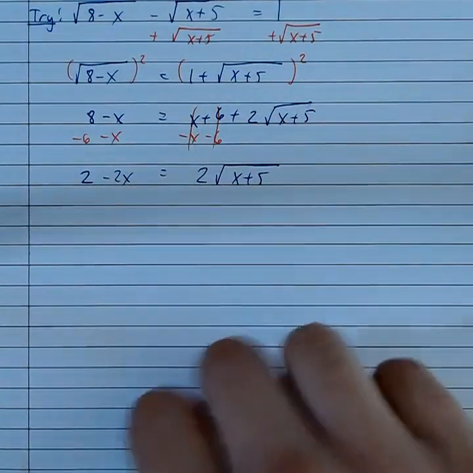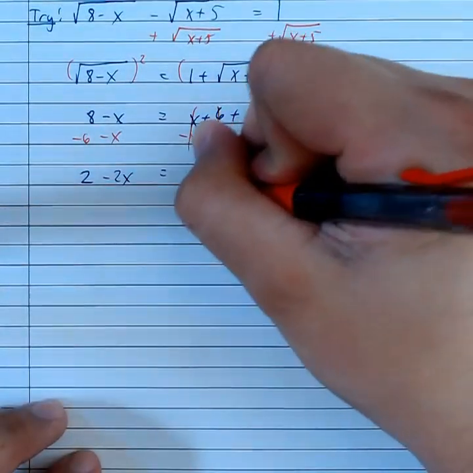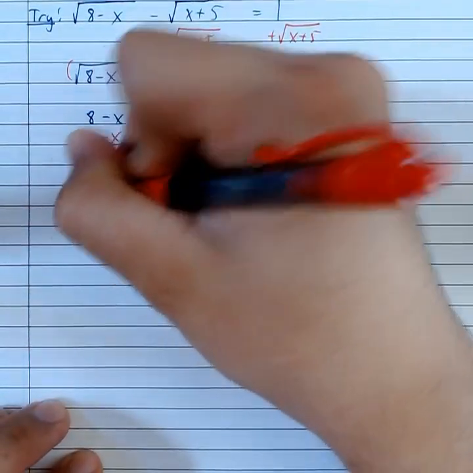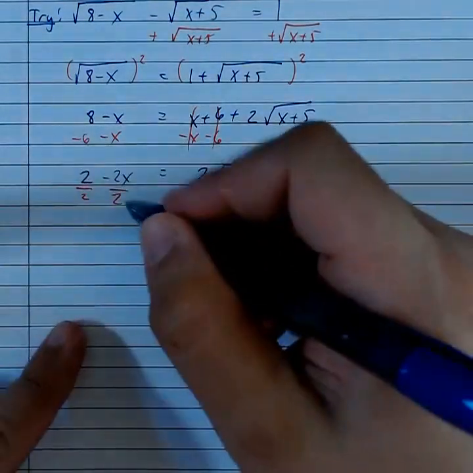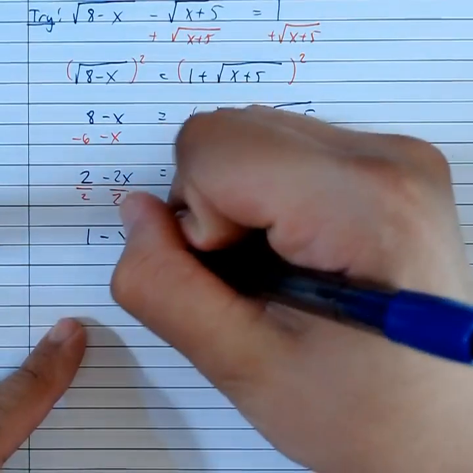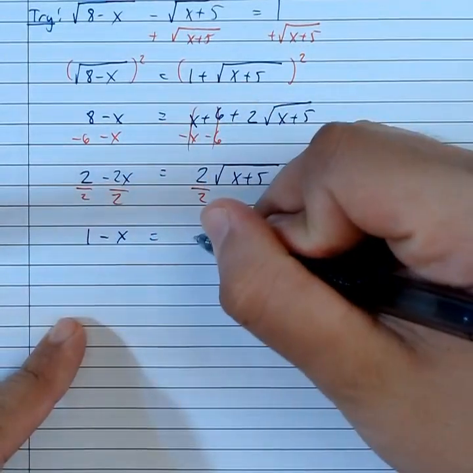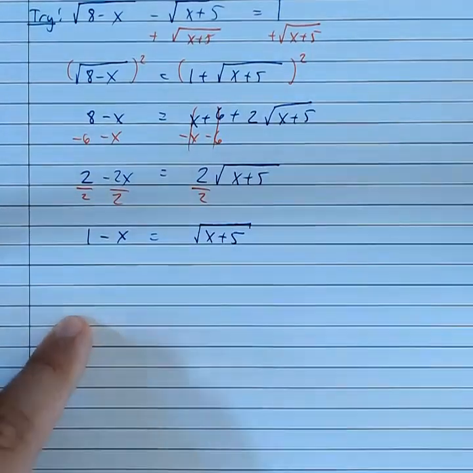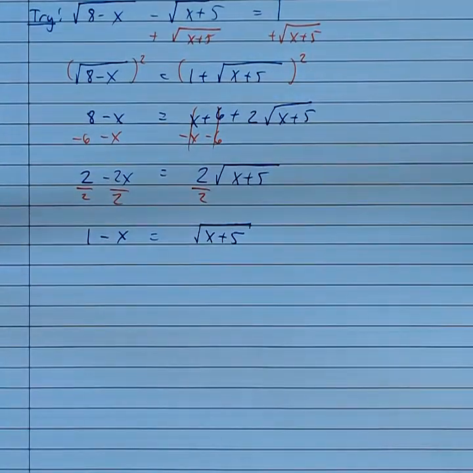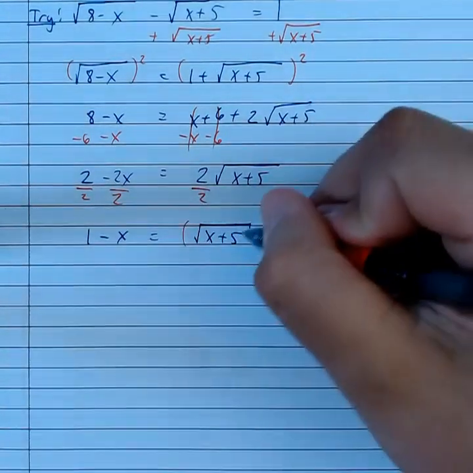Let me get rid of that 2 as well. Let me go ahead and divide both sides by 2. Divide everything by 2, like that. And that's going to give me 1 minus 1x equals square root of x plus 5. There we go. So now we've isolated the only other radical left, which means now we can square both sides.